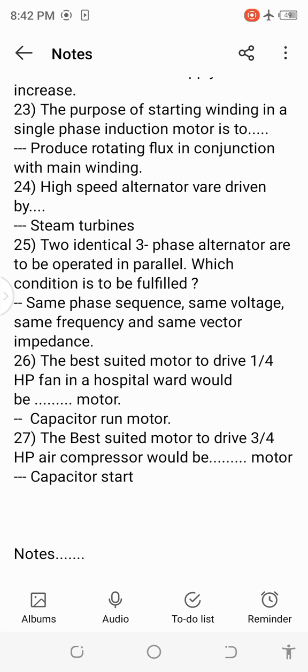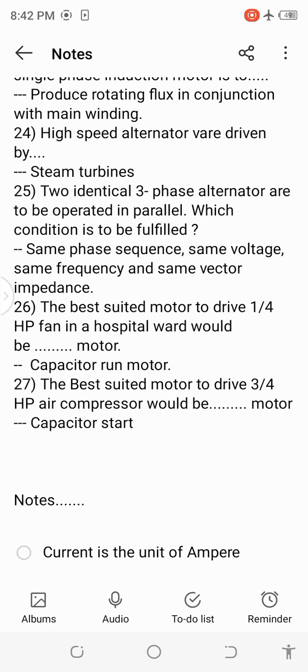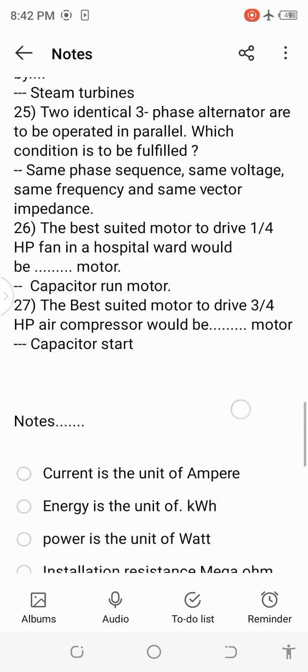26. The best suited motor to drive a 1/4 HP fan in a hospital ward would be a capacitor run motor. 27. The best suited motor to drive a 3/4 HP air compressor would be a capacitor start motor. Notes.